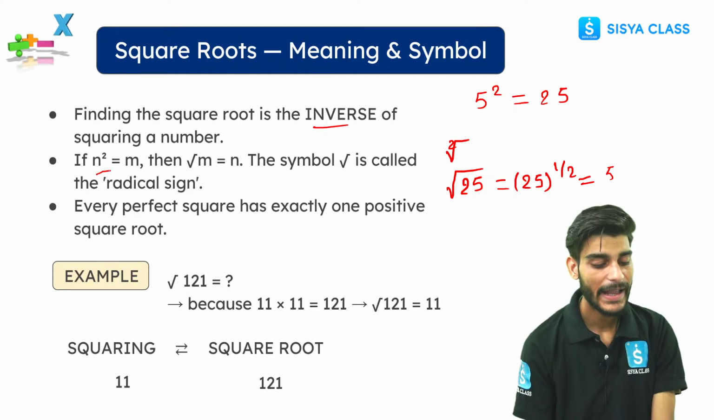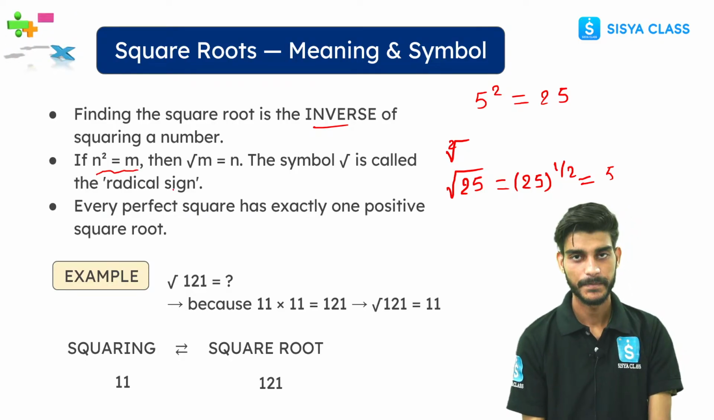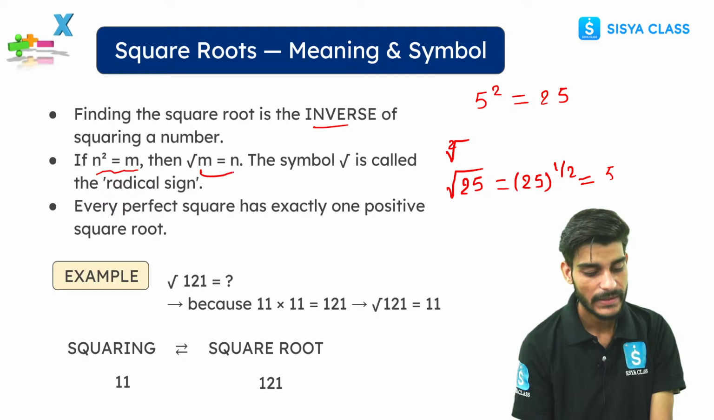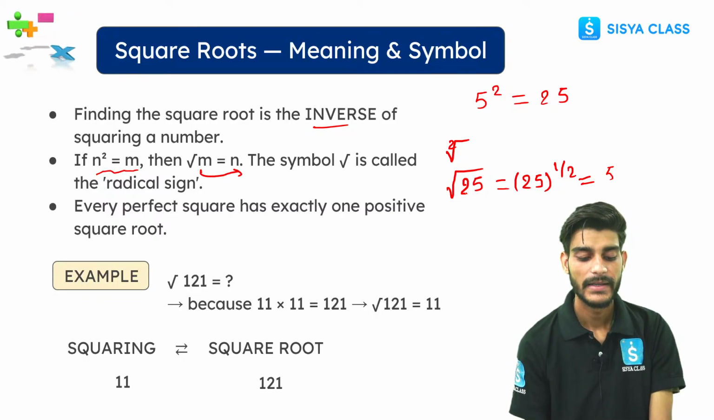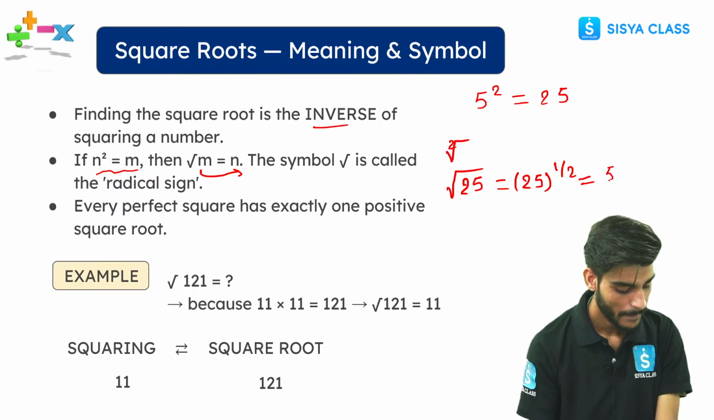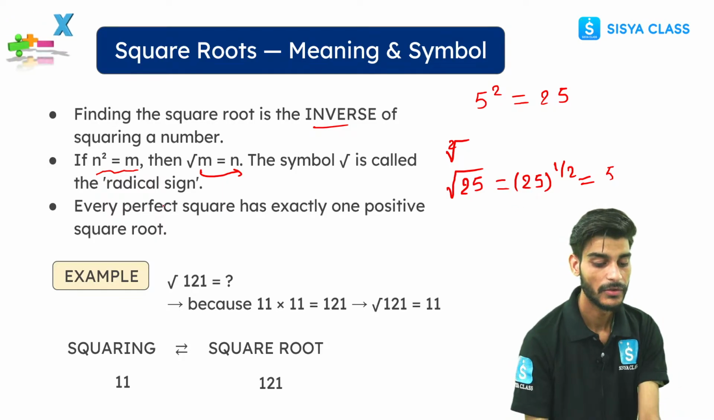So if we have n square equals m, what is root m? This is basically n. Here also, if the square of 5 is 25, what is the square root of 25? It is 5. I hope it is clear to you.